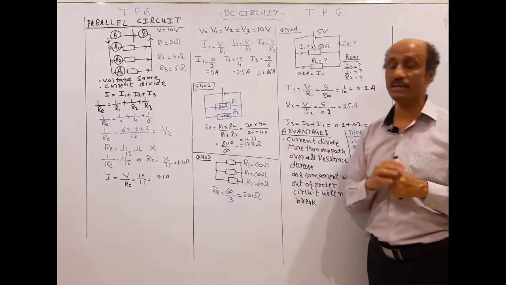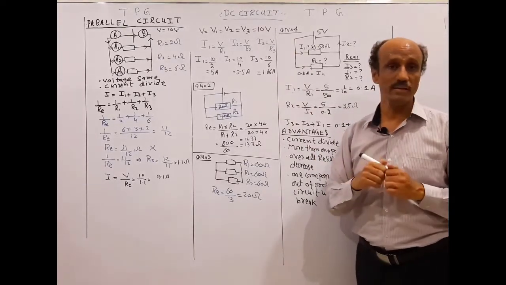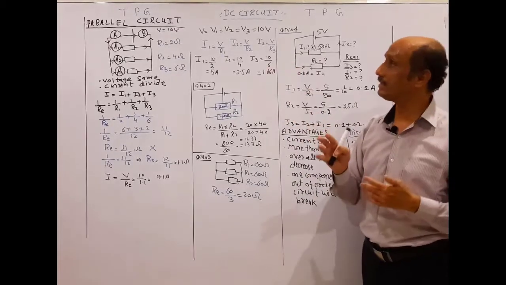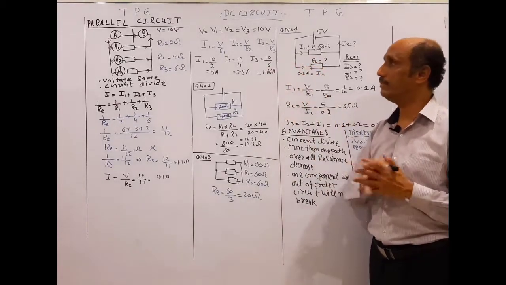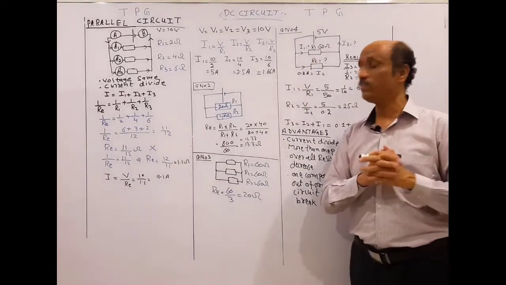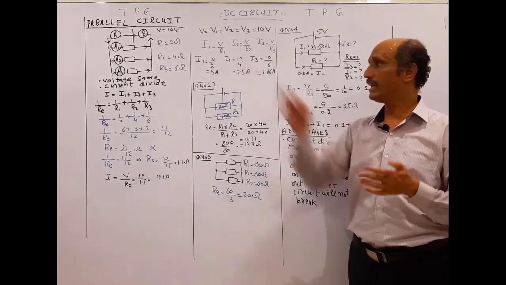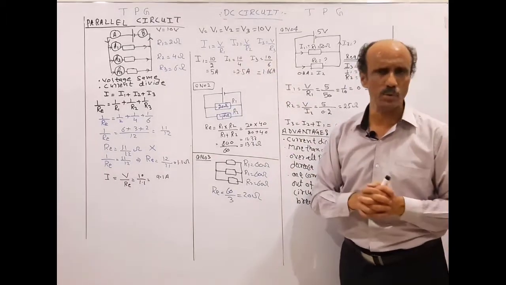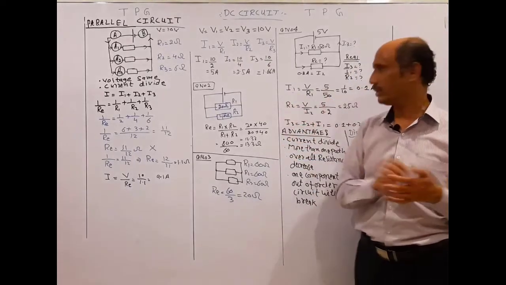Now we want to calculate the values of I1, I2 and I3. The voltage will remain the same, that is 10 volt, for V1, V2 and V3. So we have calculated the answers 5 ampere, 2.5 ampere and 1.66 ampere. You will add them up and get approximately 9.1 ampere. So this is the check whether your answer is correct or not.